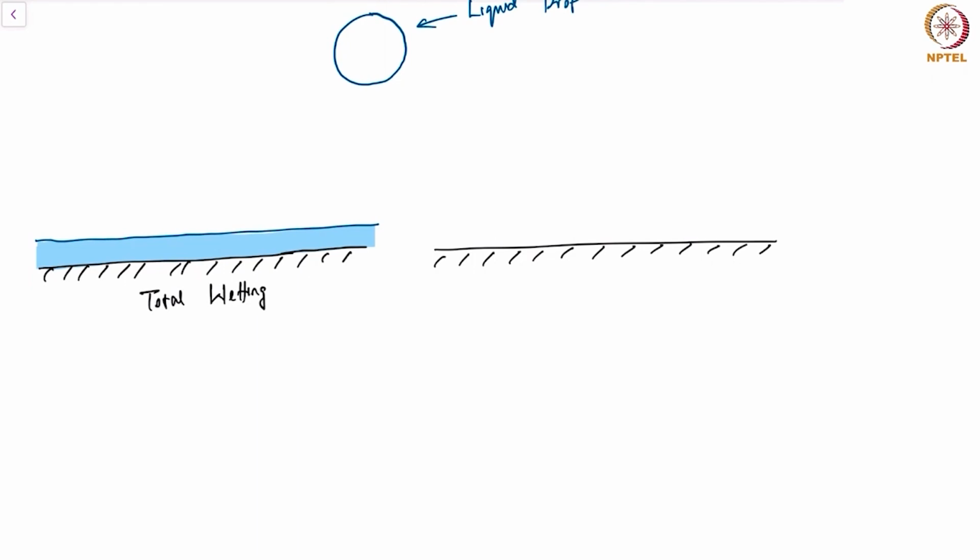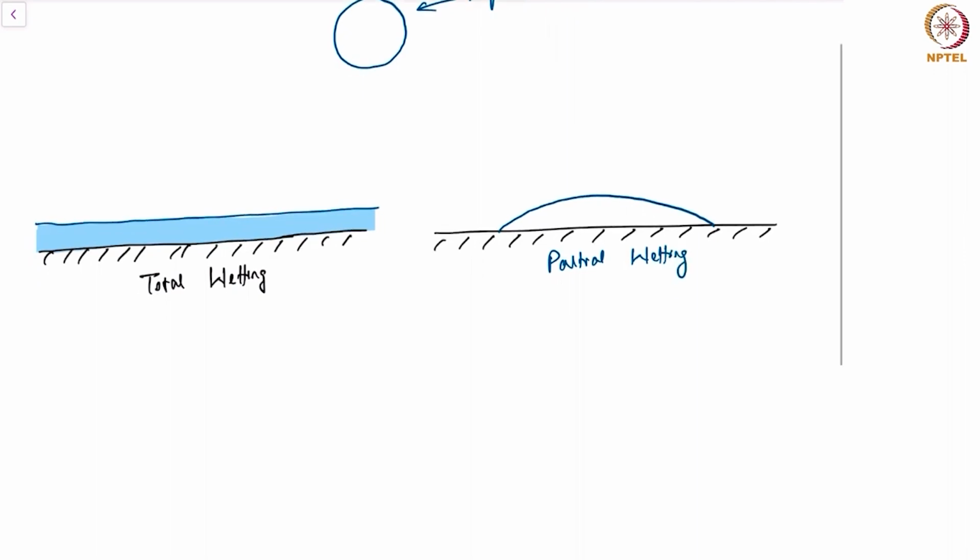You could also have a situation where the droplet doesn't fully wet the surface, but then forms a sessile drop on the surface. This is referred to as partial wetting. Now, in the case of total wetting, we have a thin film on top. And in the case of partial wetting, we have a sessile drop. Right? Now, in the case of partial wetting, we also have a finite contact angle. You can call it as theta e.